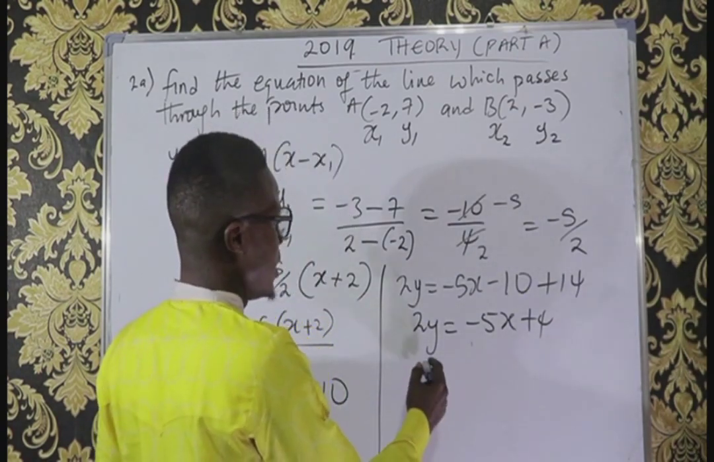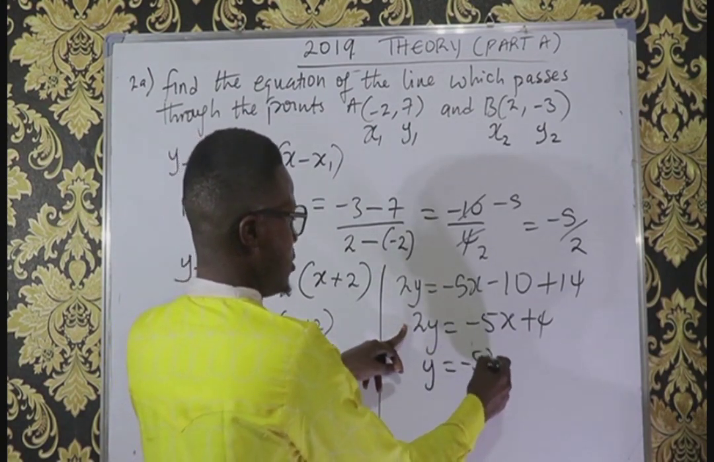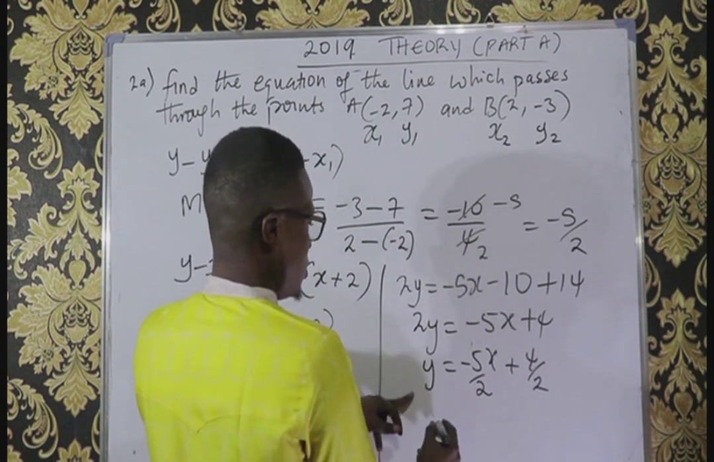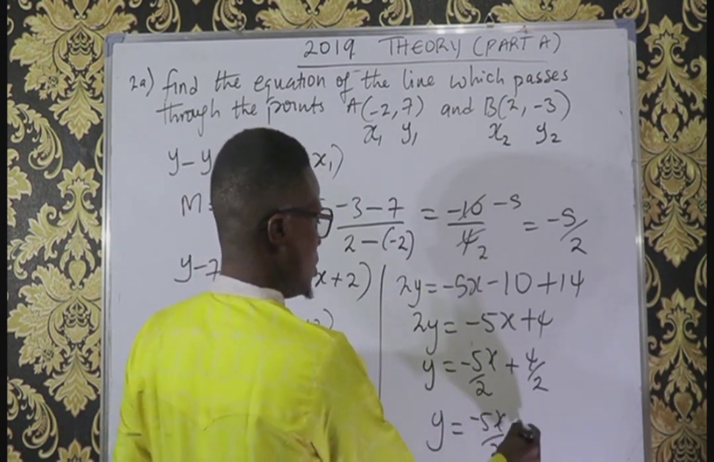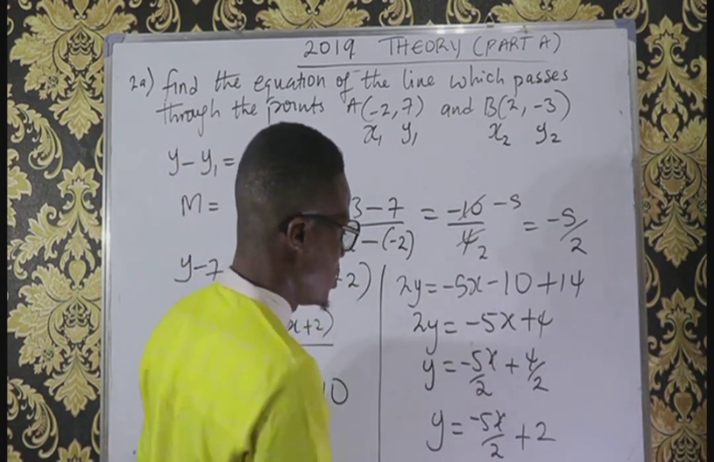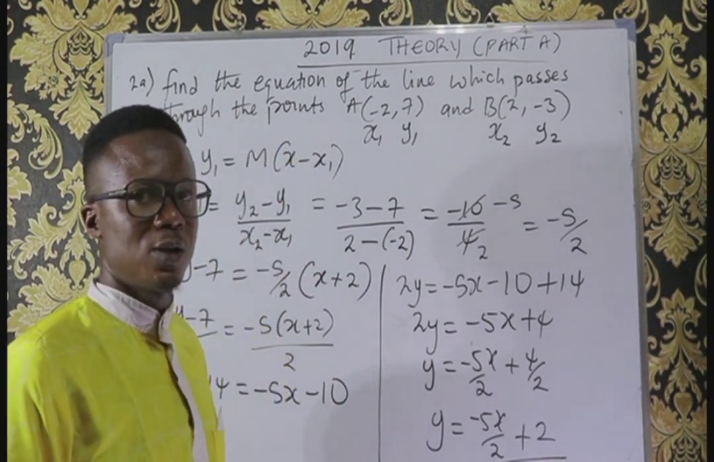To get the value of y, I will divide everything here by 2. So y will now be minus 5x over 2 plus 4 over 2. Finally, y is now minus 5x over 2, then plus 2, because 4 divided by 2 will give us 2. This is the required equation of the straight line. Let's take the next one.